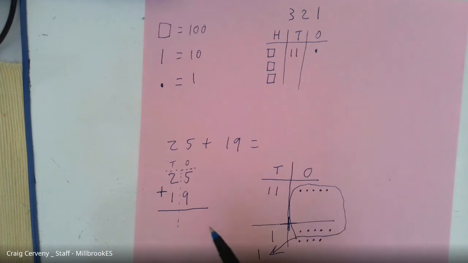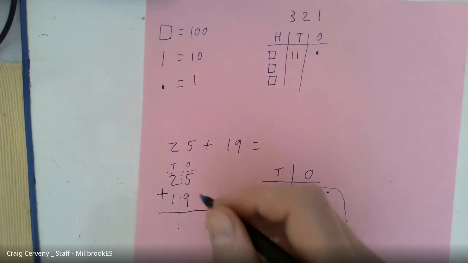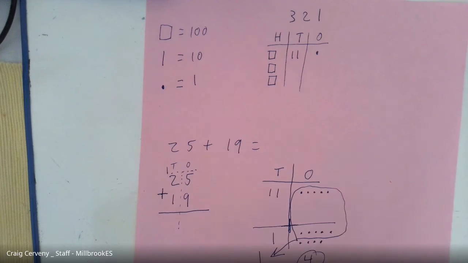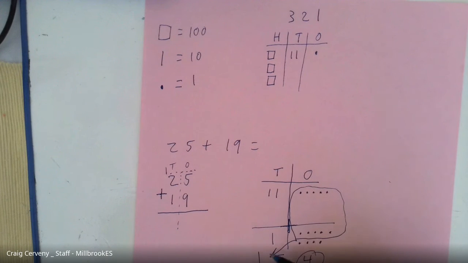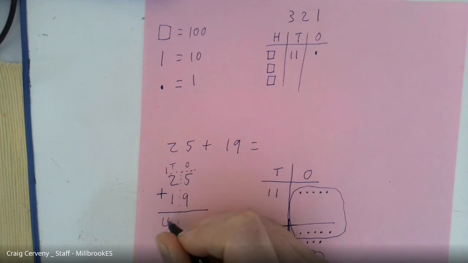That's basically saying that 1, 2, 3, 4, we have a 4 here. And so we had 14, we carried that 1. That's old school. Now, all we have to do is count up our tens. 1, 2, 3, 4. And so our answer would be 44.